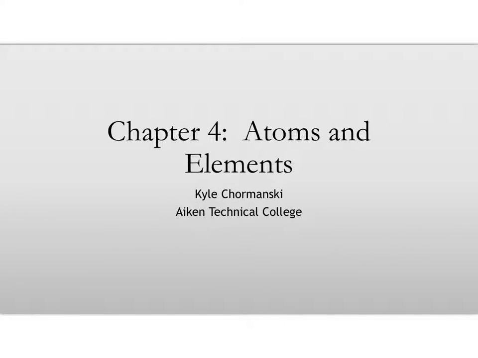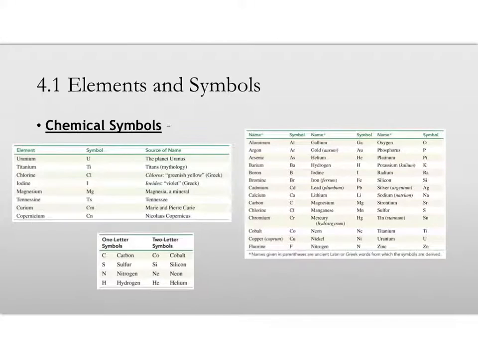This is the first lesson of our second unit, which will cover chapters 4 and 5. And this is chapter 4, Atoms and Elements. This lecture itself will cover sections 1 and 2 of chapter 4, which are elements and symbols, and the periodic table. Section 1 of chapter 4 is elements and symbols.